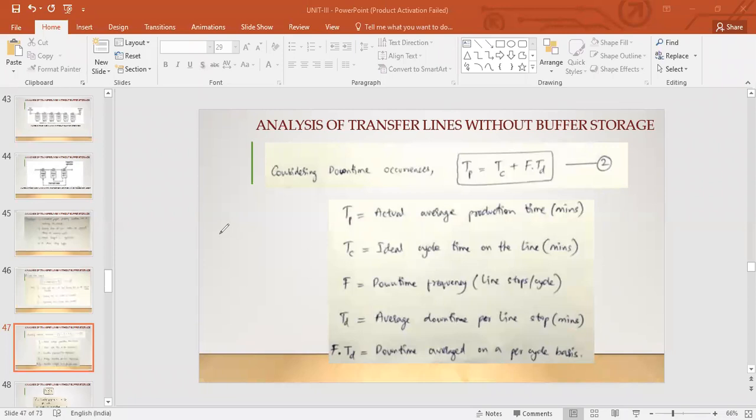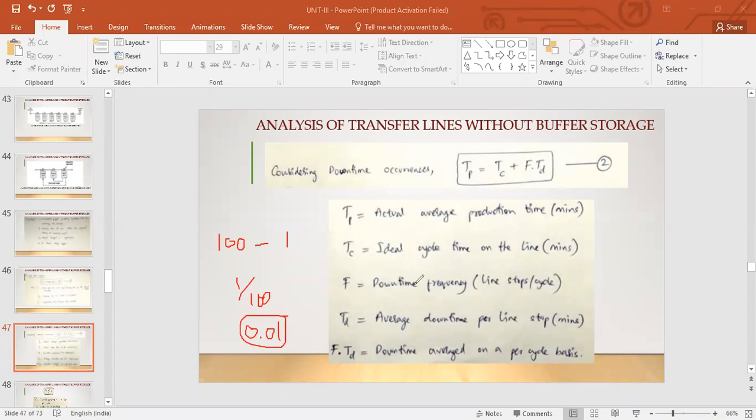Okay, let's say for every 100 cycles you are having one line stop. So your downtime frequency would be 1 by 100, isn't it? That's basically 0.01. Just to give you a real sense of what it means, downtime frequency is how frequently the downtimes are happening: line stops per cycle, because we have divided it. The 100 is cycles, so this value becomes the line stops per cycle.